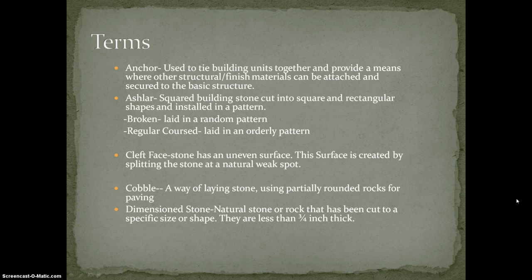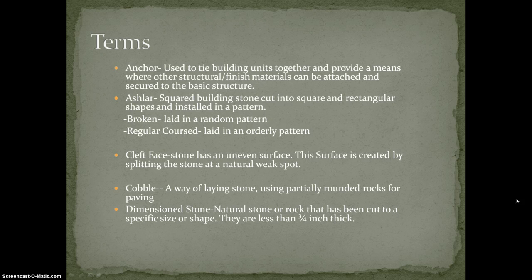Next, there's ashlar, which is a squared building stone that's cut into square and rectangular shapes and installed in a pattern. Within ashlar there are broken ashlar, which is laid in a random pattern, and regular coursed ashlar, which is laid in an orderly pattern. Next, there's cleft face, which is a stone that has an uneven surface. This surface is created by splitting the stone at a natural weak spot.